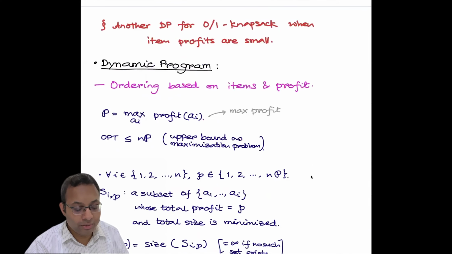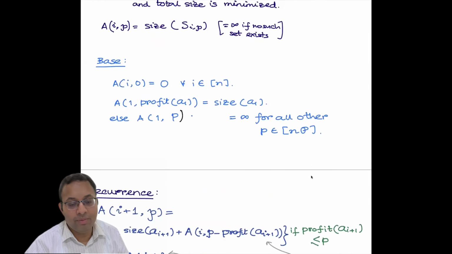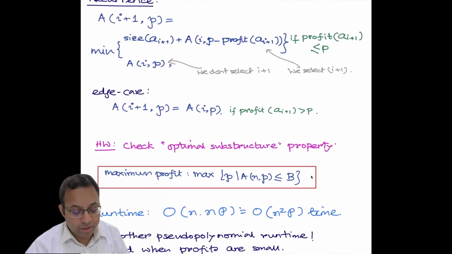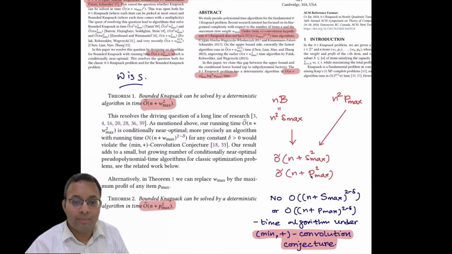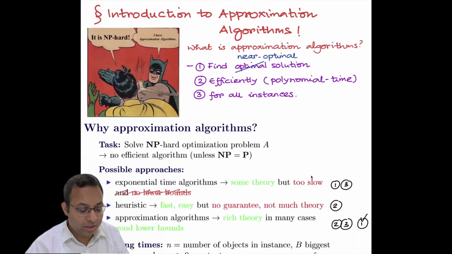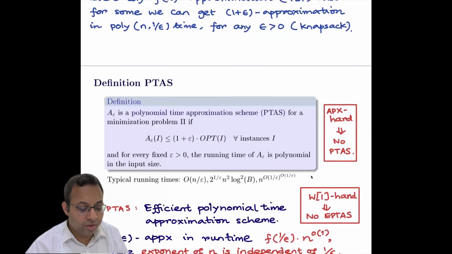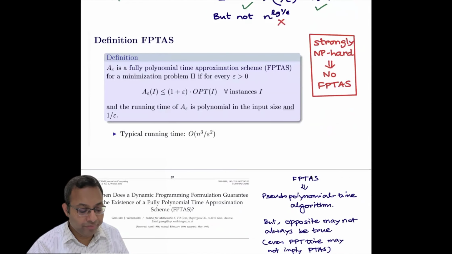In the last three videos, first we saw an order nb pseudo-polynomial time algorithm. Then we talked about another, order n square pmax, where pmax is the maximum profit of an item, pseudo-polynomial time exact algorithm. And then in the last part, we talked about approximation algorithms. And remember the definition of a fully polynomial time approximation scheme.